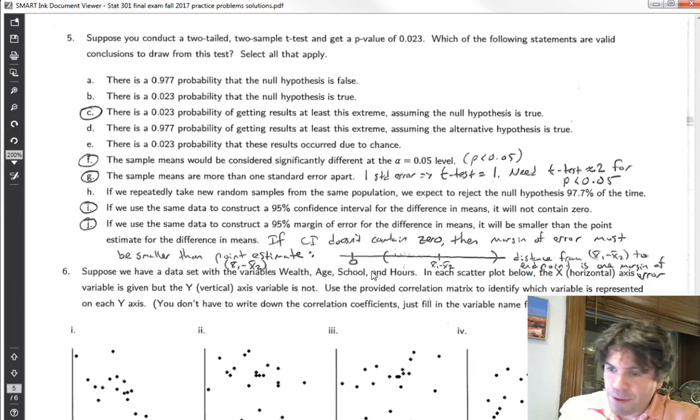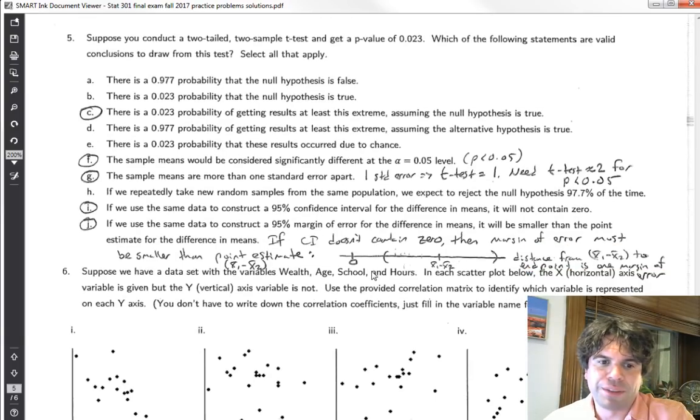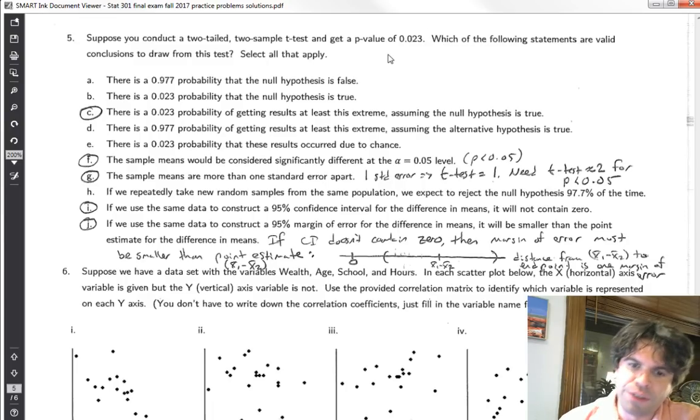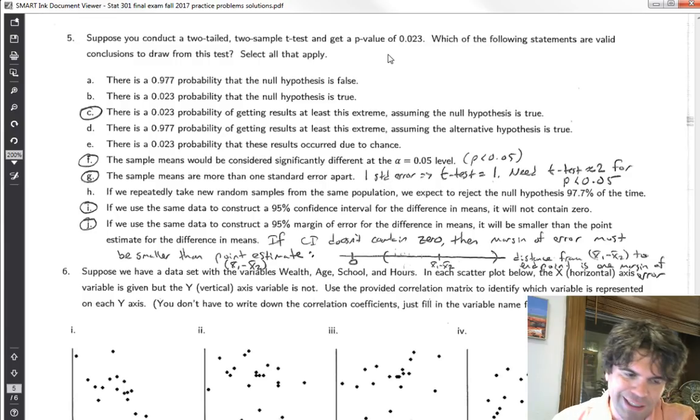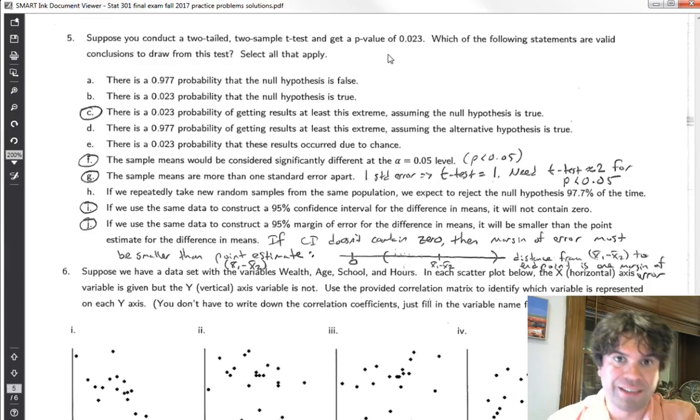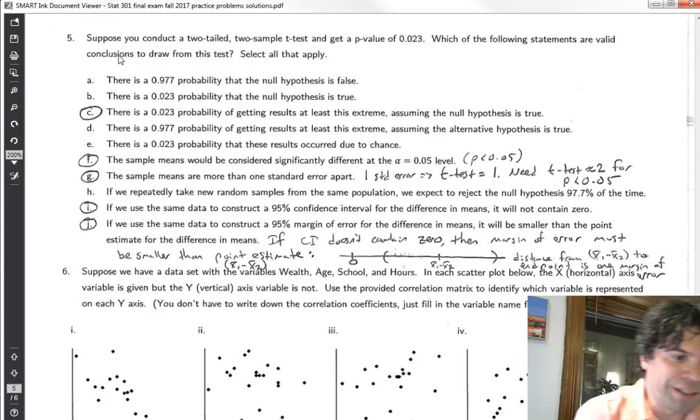Okay, 5. Suppose you conduct a two-tailed, two-sample t-test and get a p-value of 0.023. Which of the following statements are valid conclusions to draw from this test? Select all that apply. This is a nasty one. I'm actually going to go through all of these.